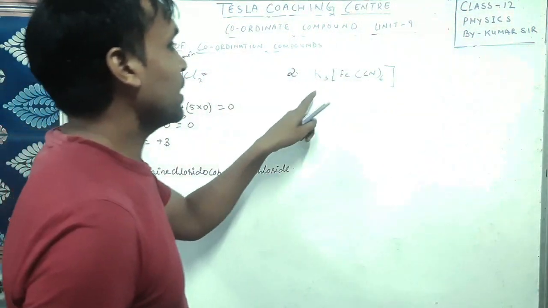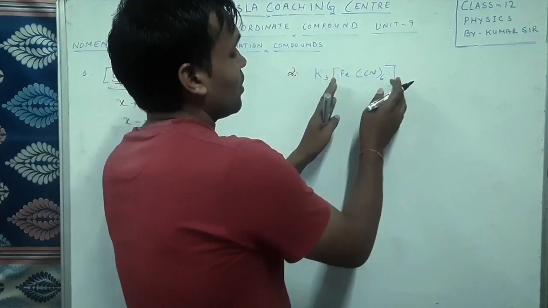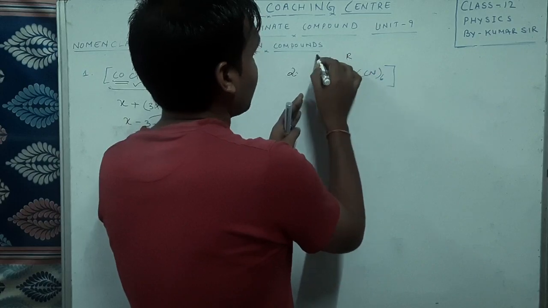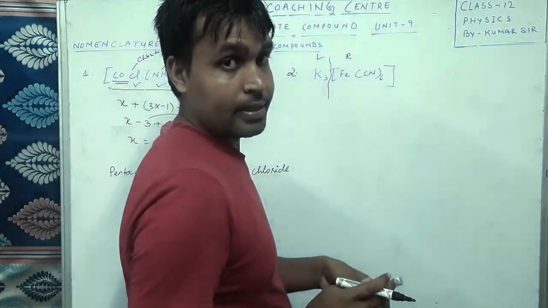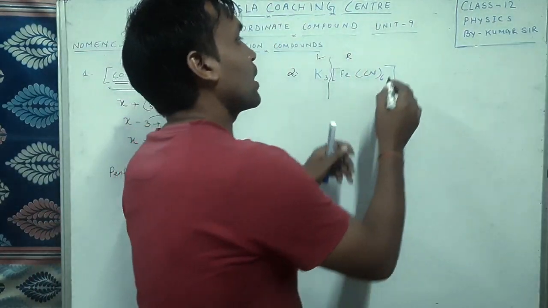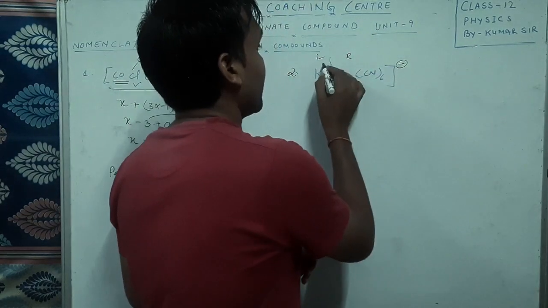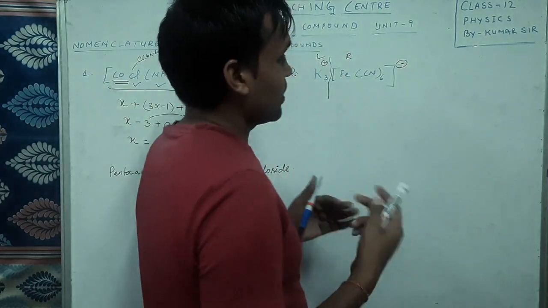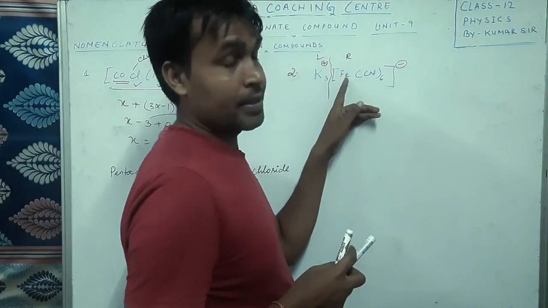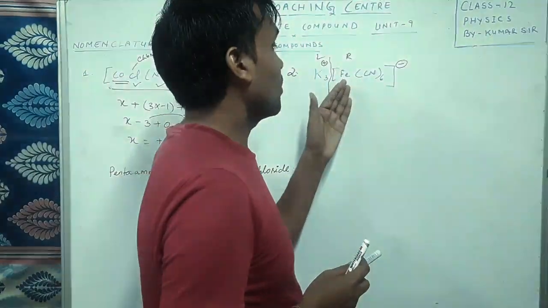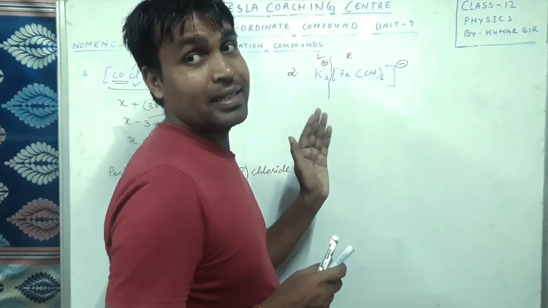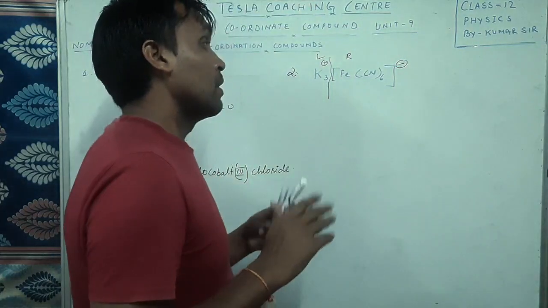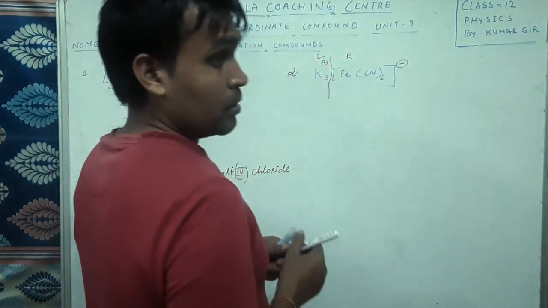But here you see, our complex compound is on the right hand side. This is right and this is left. So that means our complex compound is negative and this is positive. When our complex compound is negative, this is ferrous, right? So we will not write it as iron, we will write it as ferrate. I have already given you the rules for that.